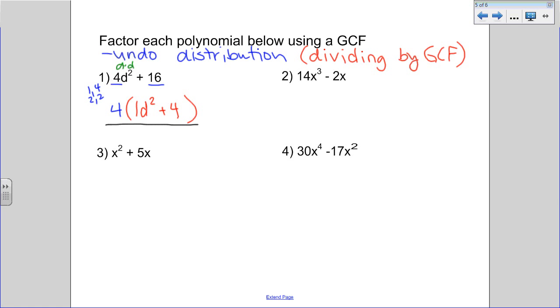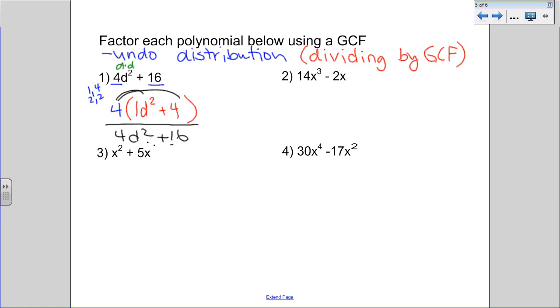So if we take this across the hallway and give it to Mr. Lett's third hour class, tell them to solve this problem for us, what would they do? We gave them this. What would they do? They would distribute. So they would do 4 times 1d squared. What is 4 times 1d squared? 4d squared. What's 4 times 4?